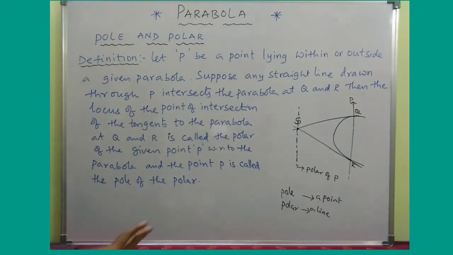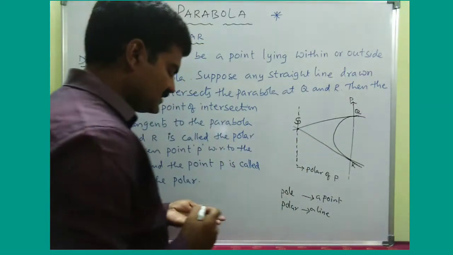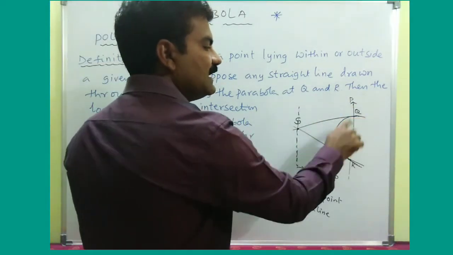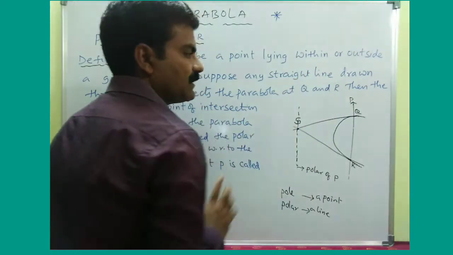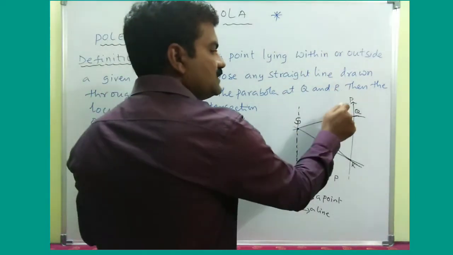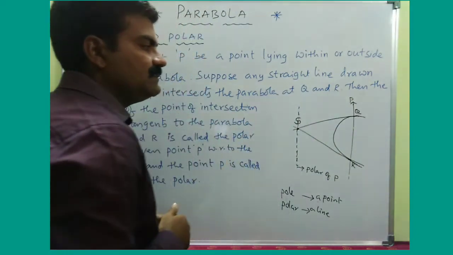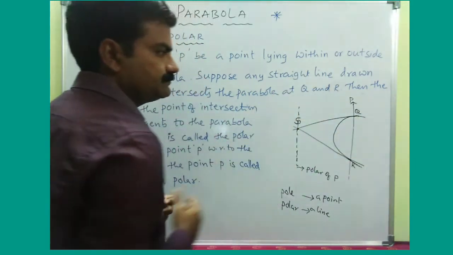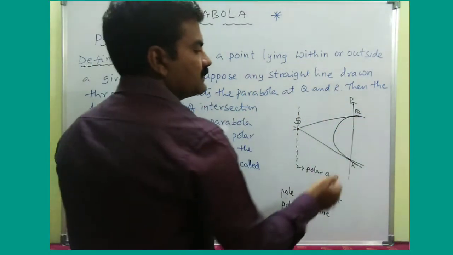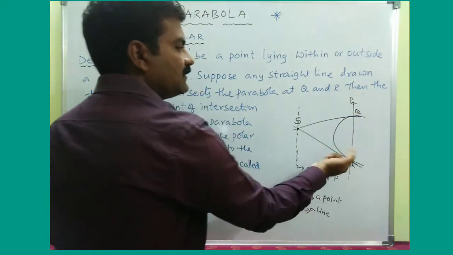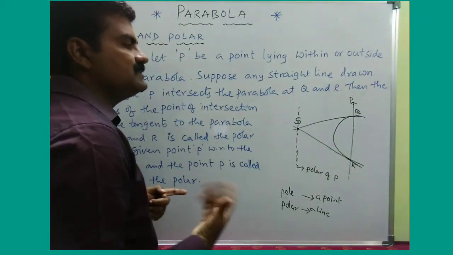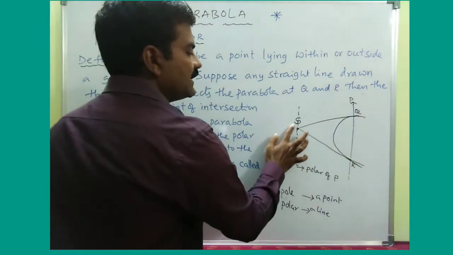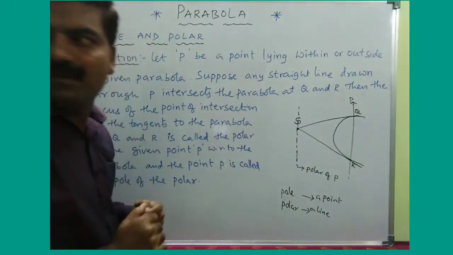Once again, a brief explanation about pole and polar. First of all, we need to consider a point P which can lie either inside the parabola or outside the parabola. Next, through this point P, if you draw any straight line, definitely the line will meet the parabola at 2 points, say Q and R. Then definitely at Q and at R, because these are points on the parabola, there exist tangents. Now draw the tangents at the points Q and R. Definitely they meet at a point, and say the point is S.